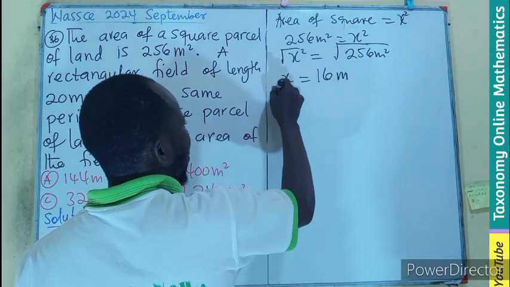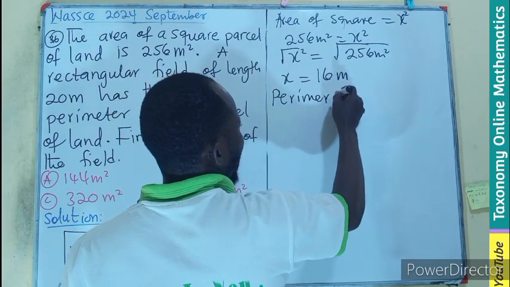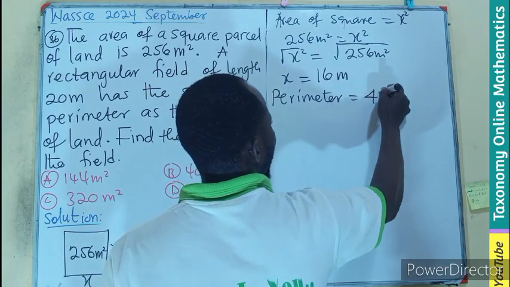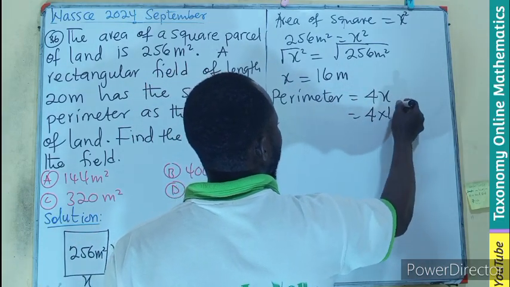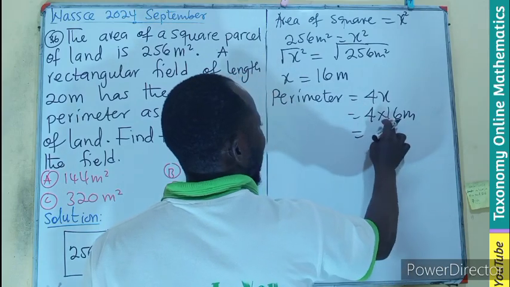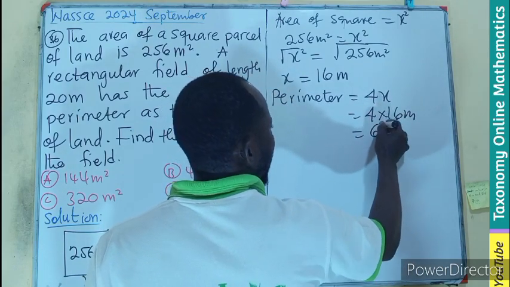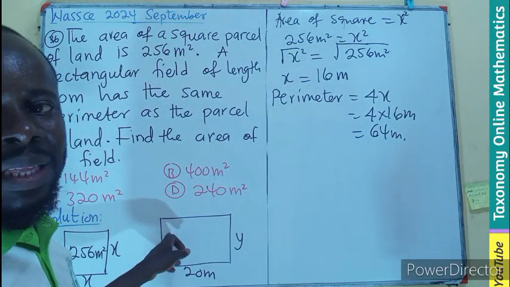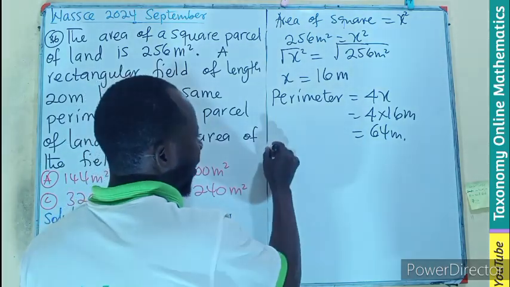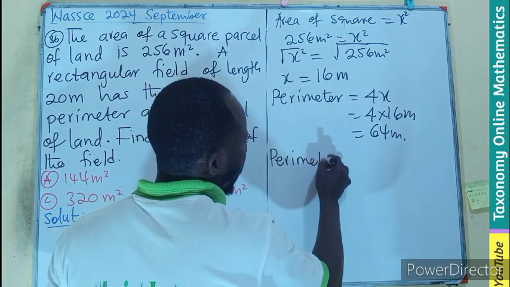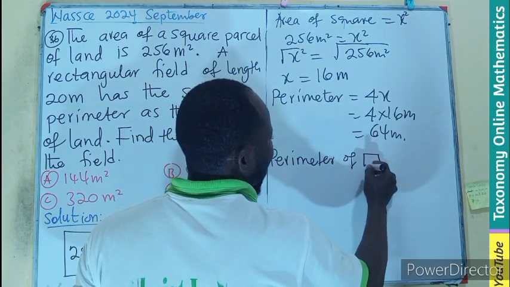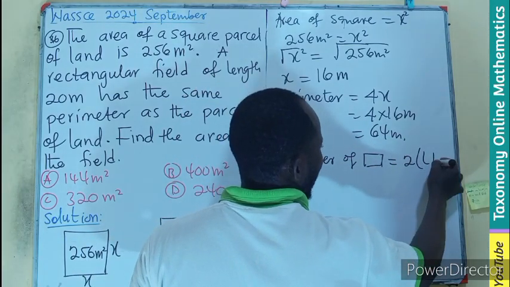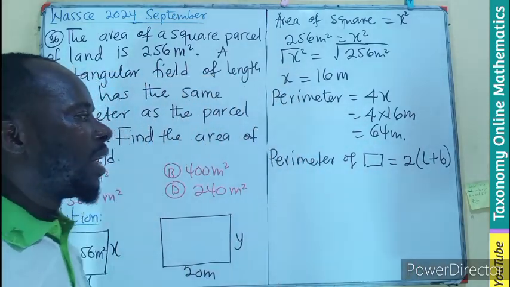What will be the perimeter? Perimeter is going to be 4 times x. So 4 times 16 meters, 40 plus 24, that will be 64 meters. So this perimeter is the same as the perimeter of what? The rectangle. So we can see that the perimeter of the rectangle is going to be 2 times the length plus what? The width, which will be the breadth.